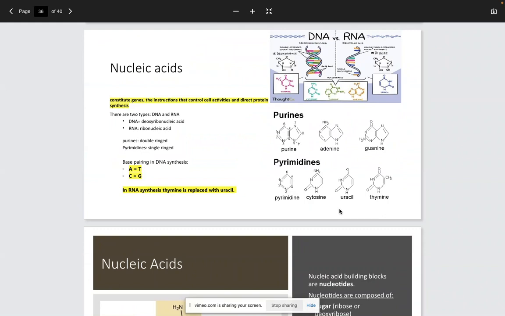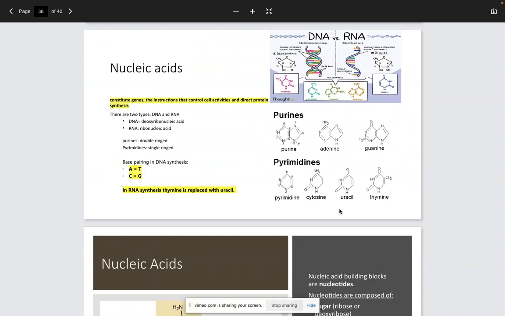Nucleic acids. This is an important topic. Nucleic acids are going to be responsible for the formation of nucleotides, right? They're going to eventually constitute genes. We know that genes are the instructions that control cell activities and direct protein synthesis.